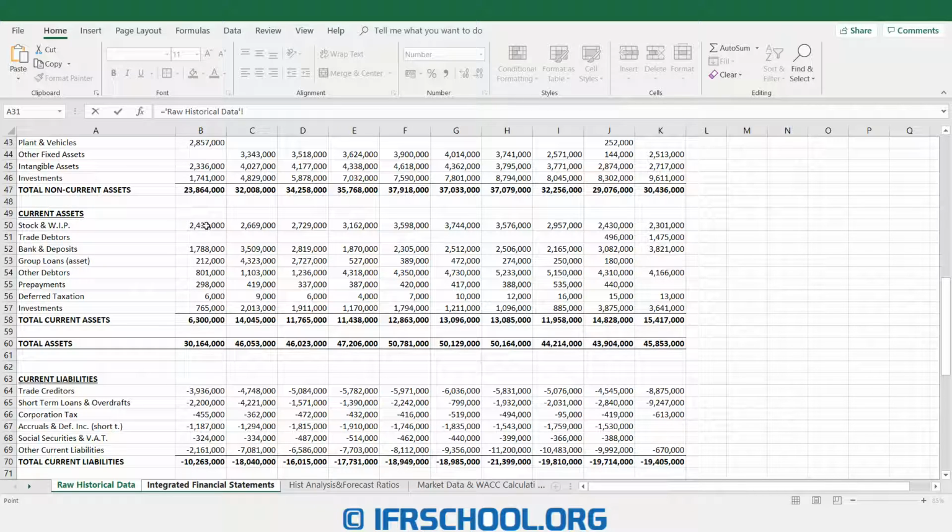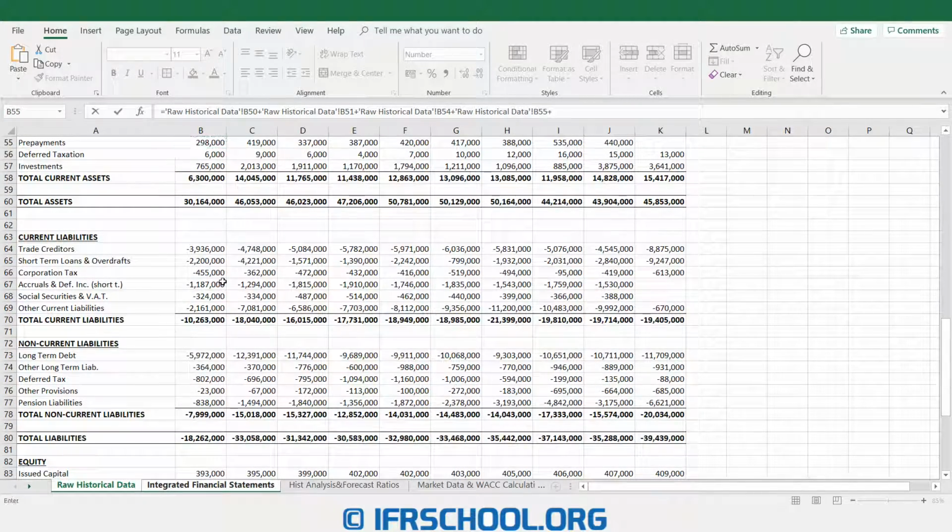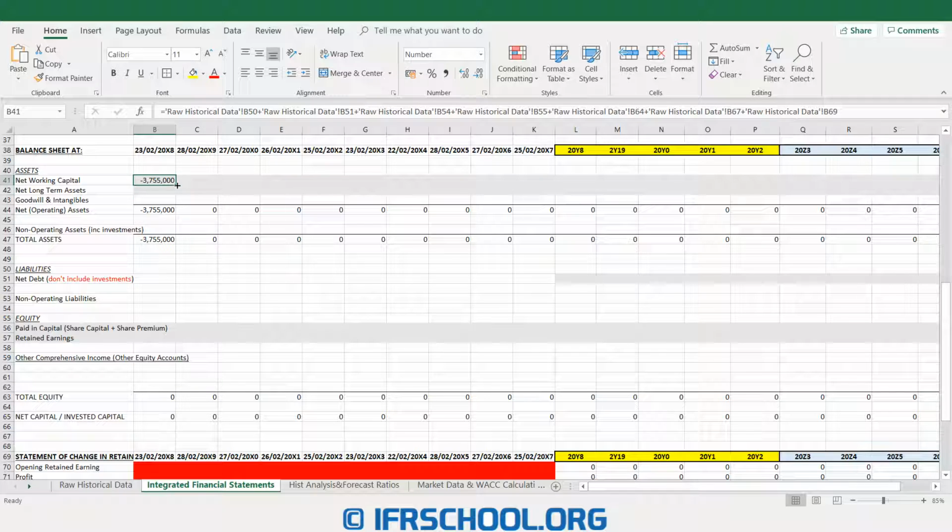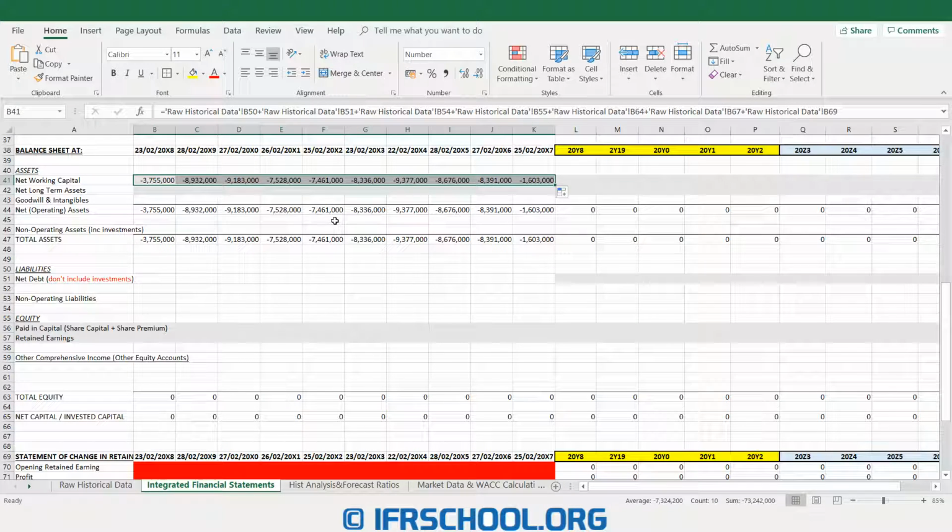From the current assets section, I will include stock or inventory, trade debtors, other debtors, and prepayments. From the current liabilities section, I will include trade creditors, accruals, and other current liabilities. We can see the net working capital figures are negative over the historical period. The company has negative net working capital because its current liabilities exceed its current assets.